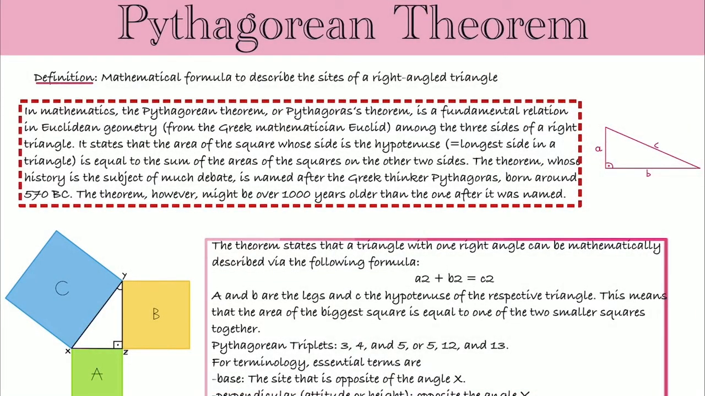Today we want to talk about a very well-known formula, which is the Pythagorean Theorem. This formula gets used to describe the sides of a right-angled triangle.